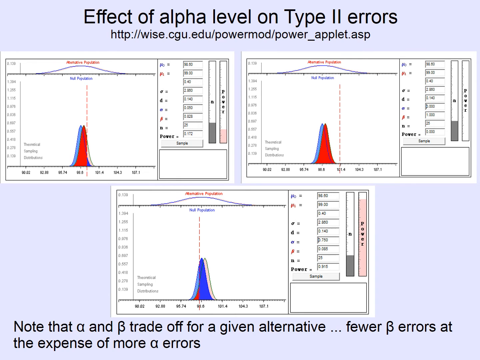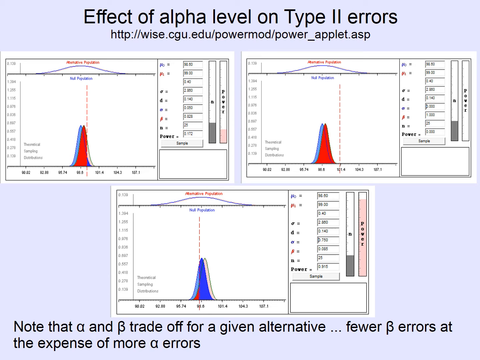I have a null body temperature of 98.6, and then I sampled and I got 99. Body temperature is my mean, so that's a 0.4 difference. You can see in the upper left I kept my alpha at 0.05. It calculated my beta and my power, and in all these cases I kept the sample size the same.